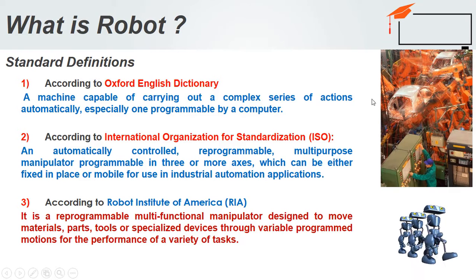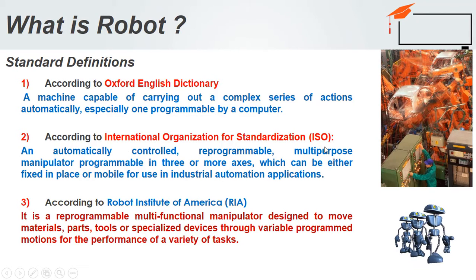So a complex series of actions means the robot can perform a series of actions. If you take an action like painting a wall with a brush, you need to move along the length of the wall, and you need to change the position of your hand. Those kinds of series of actions can be produced automatically by the robot. That's why they define it like this.